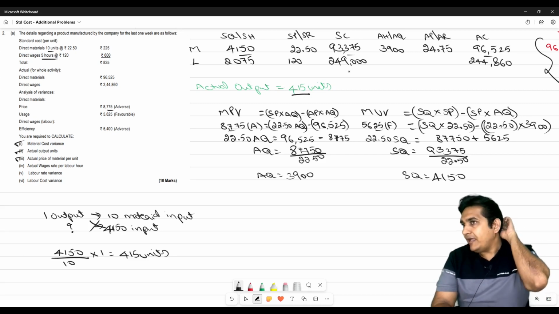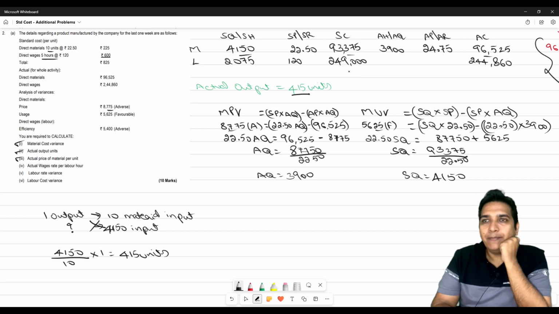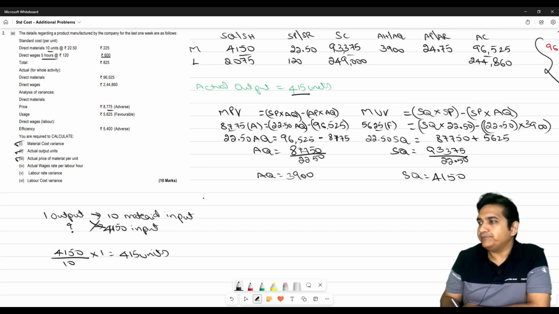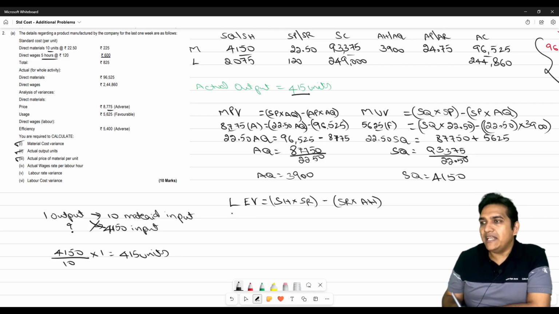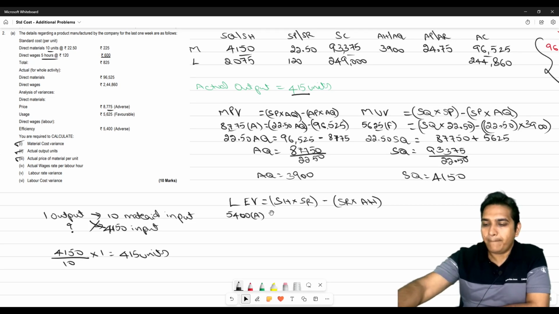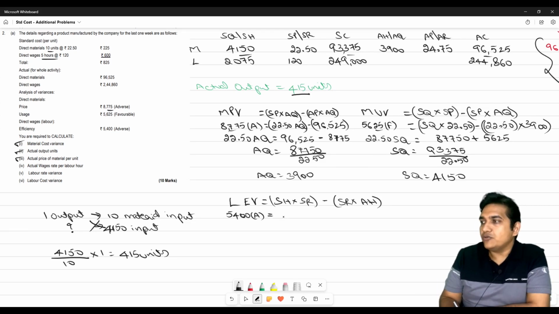Next, the question gives us the information of labor efficiency variance, right? So what is the formula for labor efficiency variance? It is standard hours into standard rate minus standard rate into actual hours. Correct? So how much is my labor efficiency variance? It is 5400 adverse. So do we have our standard hours? Yes. And we have standard rate as well.